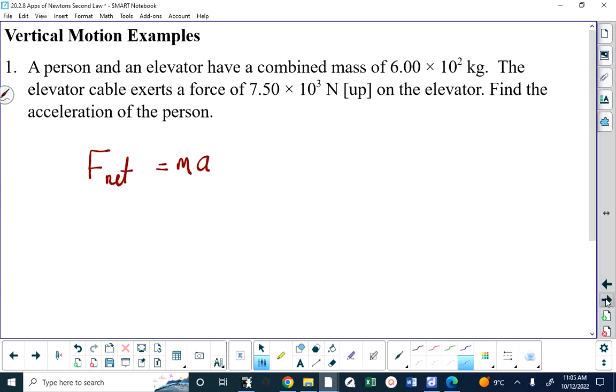Can somebody explain why that's not going to work? This is the biggest obstacle we have to get past over the next 3 or 4 days. Jay, do you know? Well, that is true, but since I'm standing in the elevator, what Jay's saying is it's the combined mass, and we're asked for the acceleration of the person.